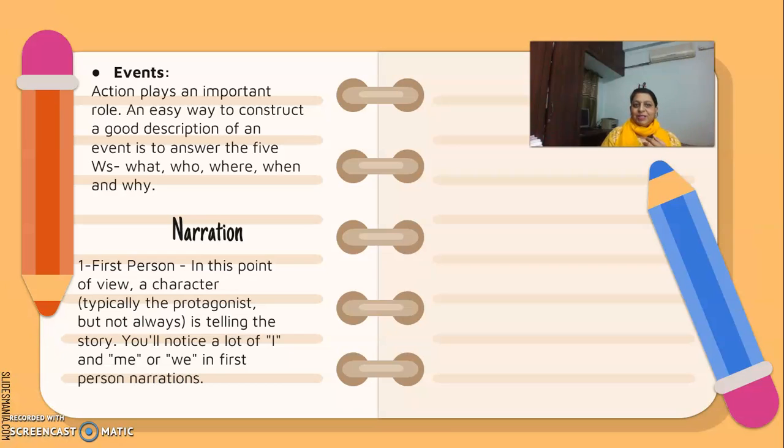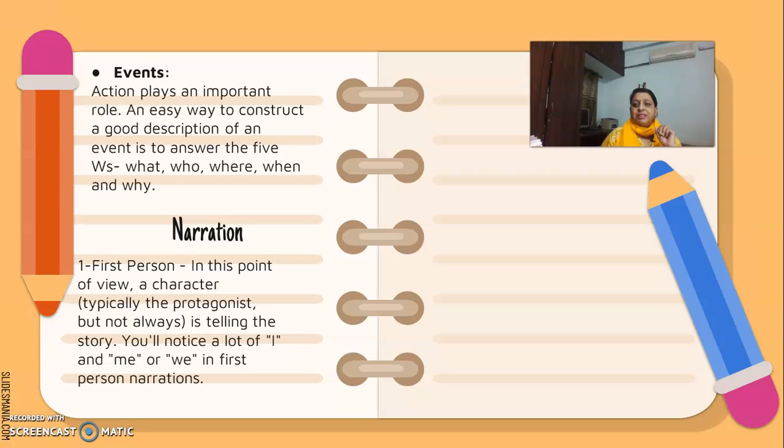Lastly, events. So action plays an important role. An easy way to construct a good description to an event is to answer five questions. What, who, where, when, and why? What was the event? Who organized? Who attended? Where was it held? When was it held? And why was it held? Very simple. Now, if you have the answers to these questions, you can easily write anything that you want.